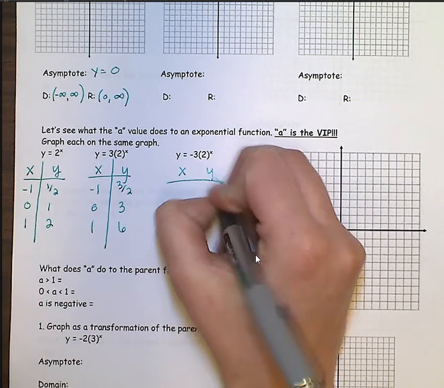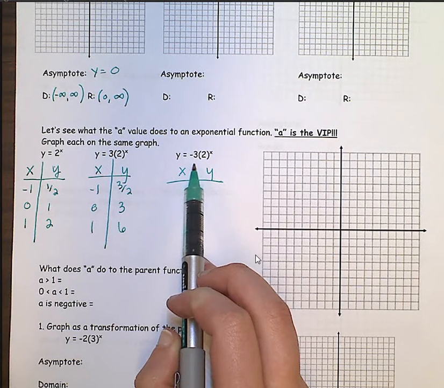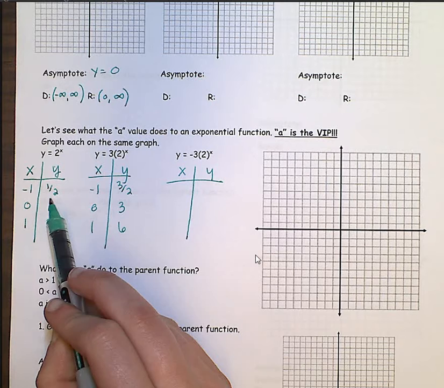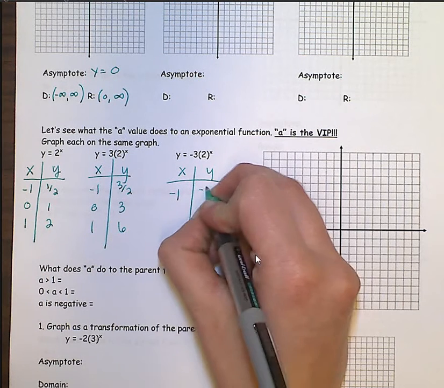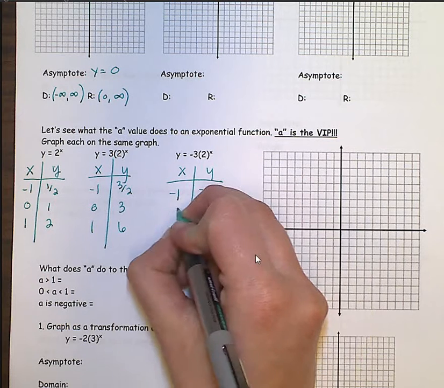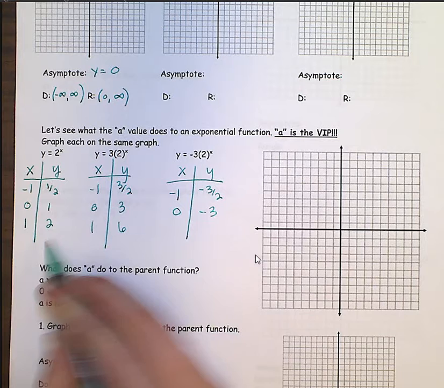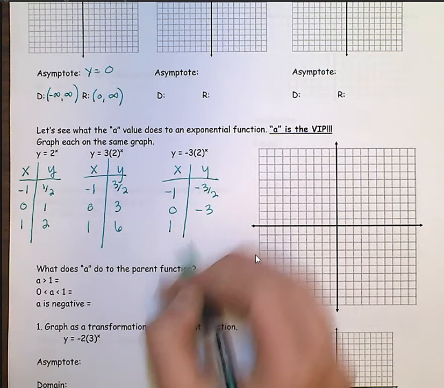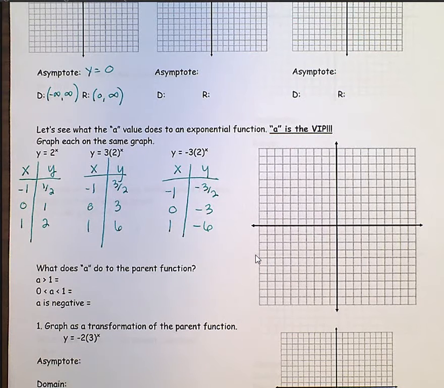For my third function, I took 2 to the x and multiplied it by -3. So I'm going to take these values here. 1/2 times -3 gives me -3 over 2. For x = 0, I have 1 times -3 is -3. And for x = 1, I have 2 times -3 is -6. So this is going to help me in graphing my problem.